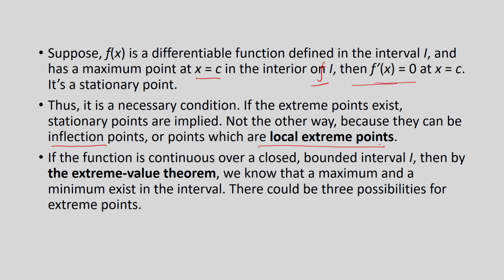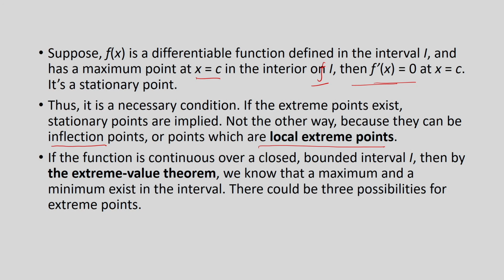Okay. So, at the local extreme point also this first derivative is equal to 0, but that does not mean that they are in general what are called the global extreme points. So, we are now looking at global extreme points, or the extreme point over the entire interval. If the function is continuous over a closed bounded interval I, then by the extreme value theorem we know that a maximum and a minimum exist in the interval.